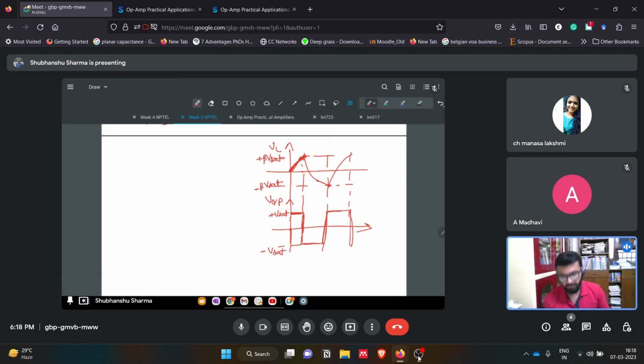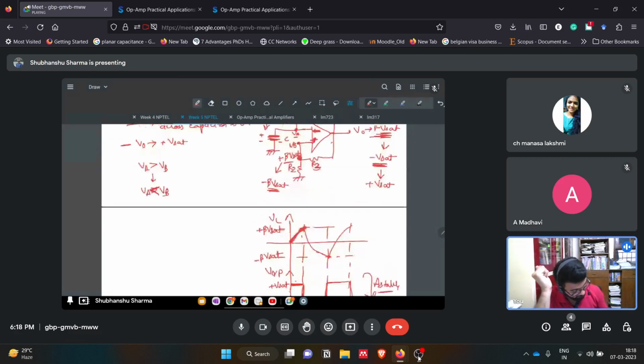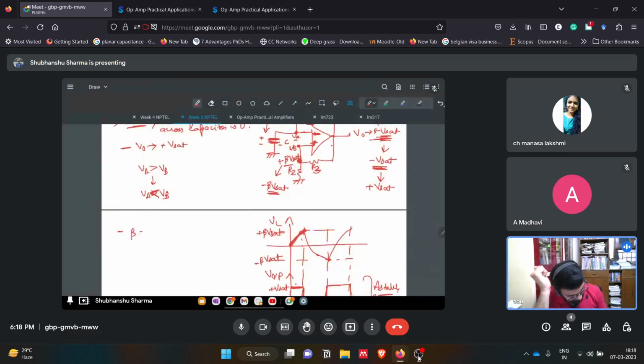It will keep on charging, discharging. So what we got? We got an unstable multivibrator. Why? Because it keeps on changing from high state to low state. Here, what is the beta factor? Beta factor is R2 upon R2 plus R3.